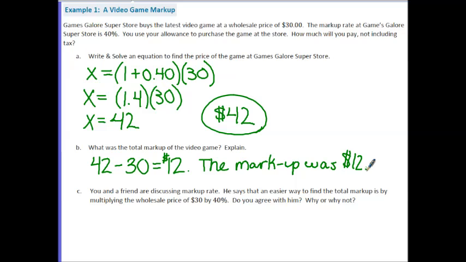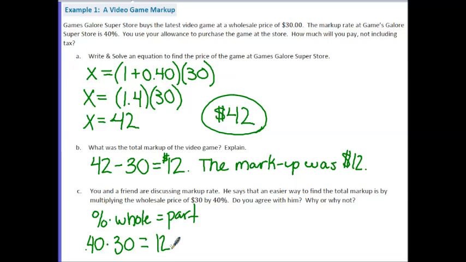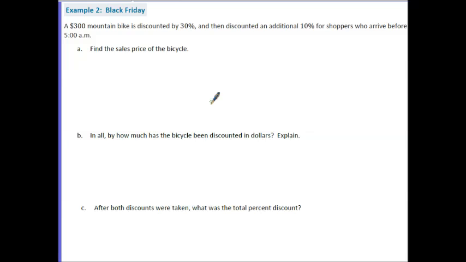You and a friend are discussing markup rate. He says that an easier way to find the total markup is by multiplying the wholesale price of $30 by 40%. Do you agree with him? Why or why not? Now, if you're asking for just the markup, which we just identified in the last section was $12, I would agree with him. What they're doing here is they're doing percent times whole equals part, and that tells us what the markup is. So here, 40% would be 0.4 times the wholesale price of 30 would give us 12, which does tell us our markup.